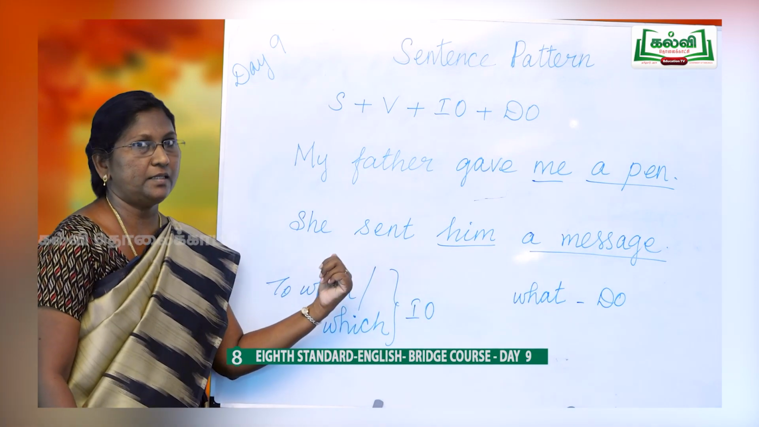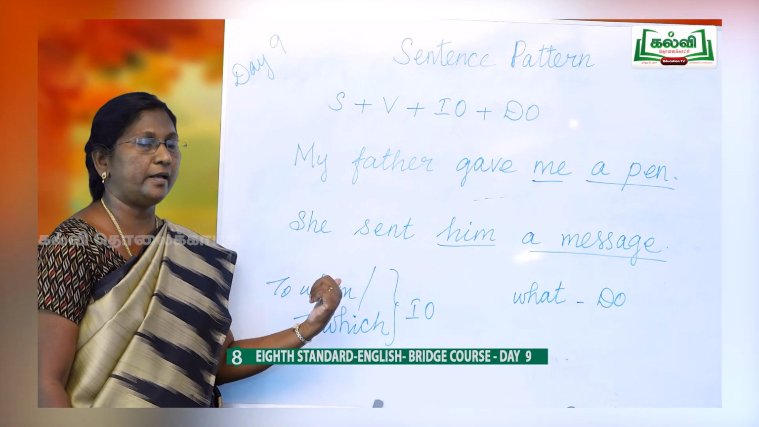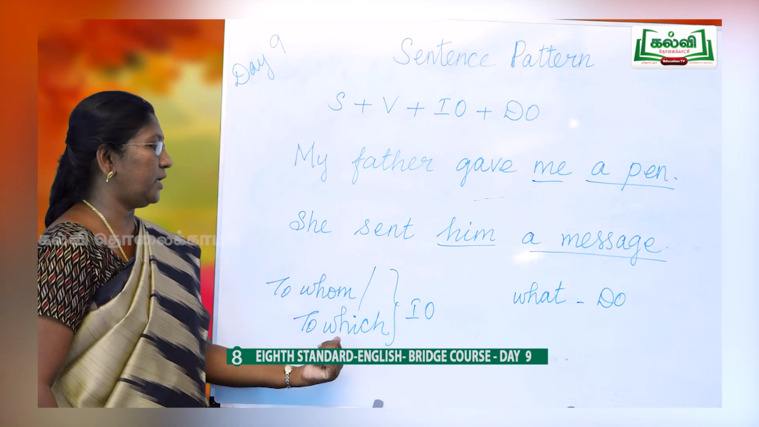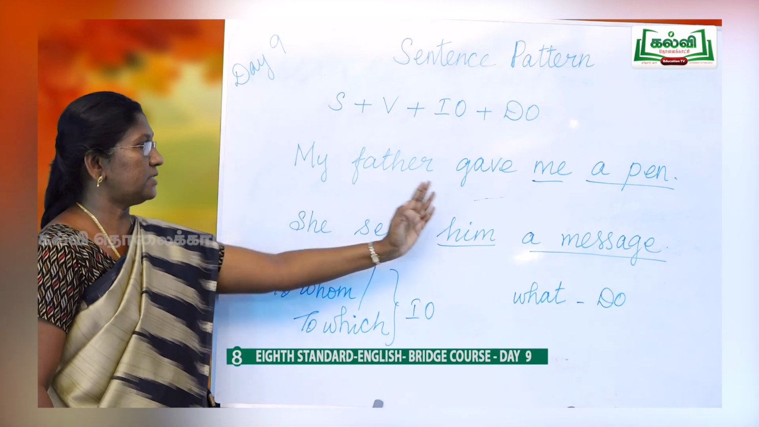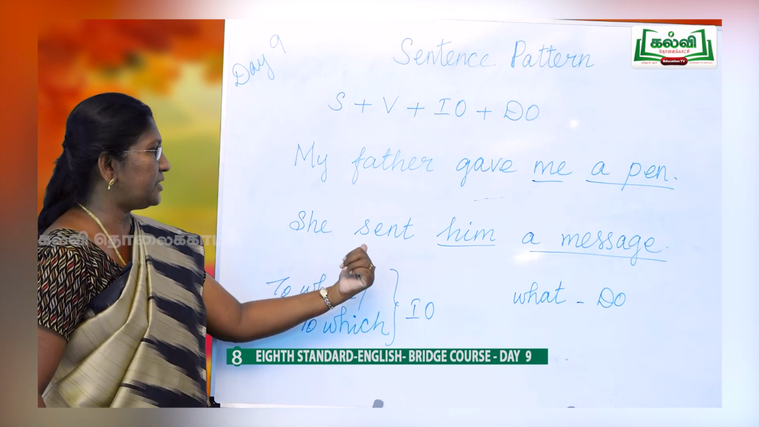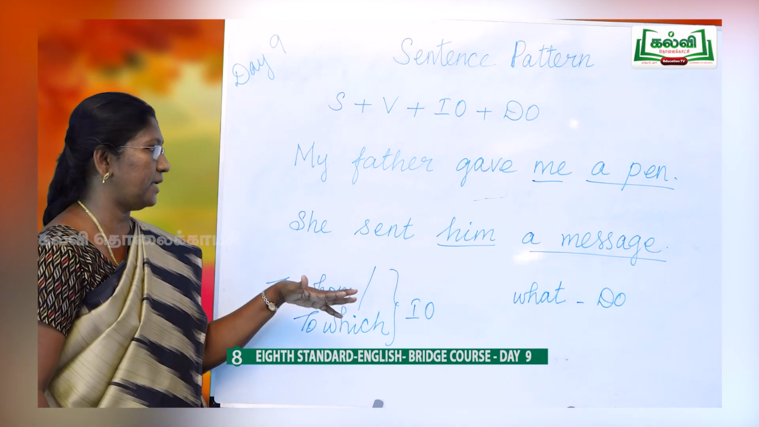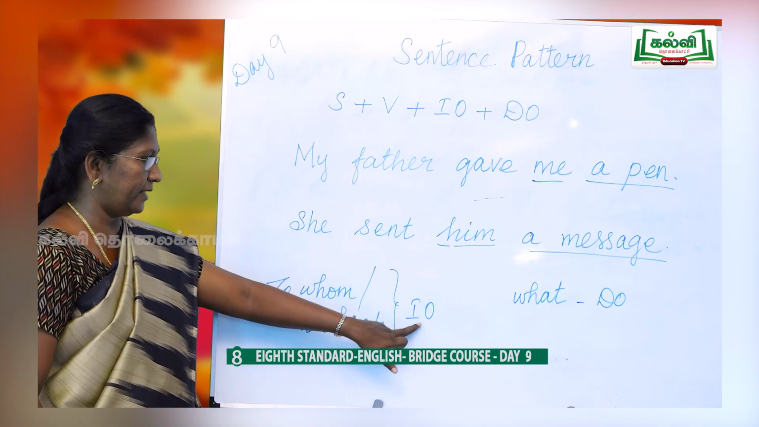And now there is another method to identify the direct object and indirect object. So here, to whom or to which. We can use these words to frame questions for these sentences. So, to whom did she send a message? She sent a message to him. So, this is the indirect object.